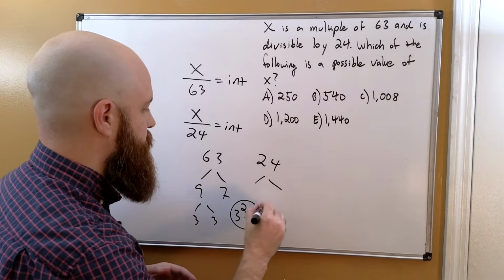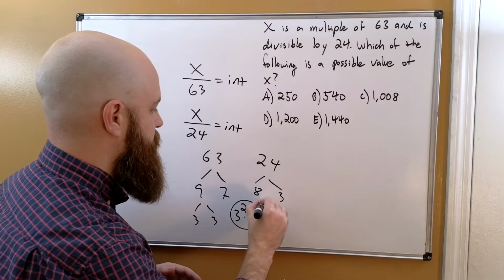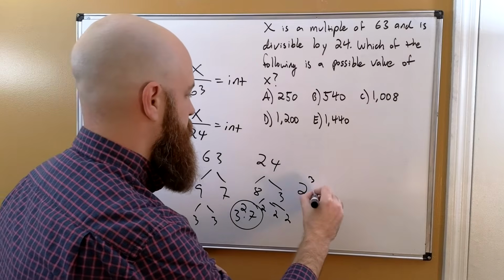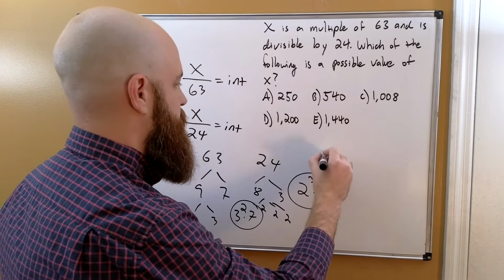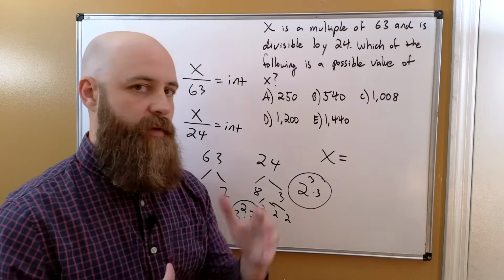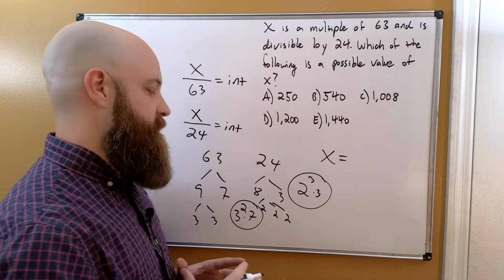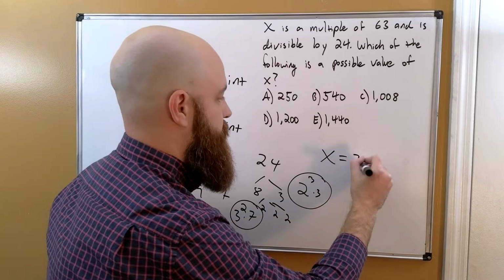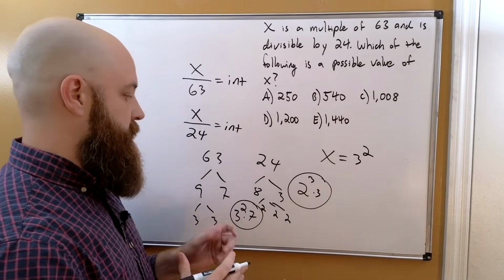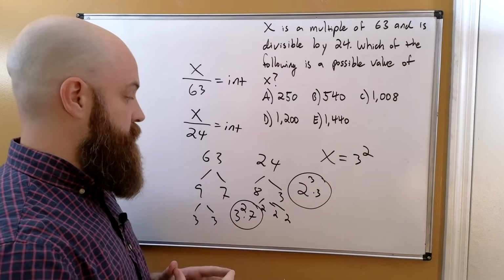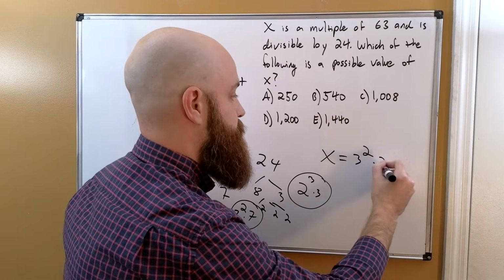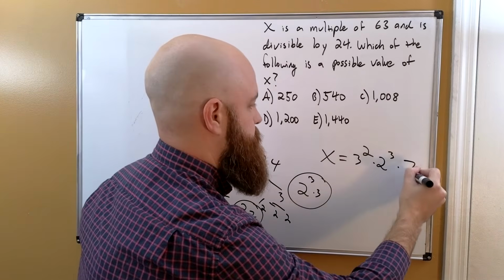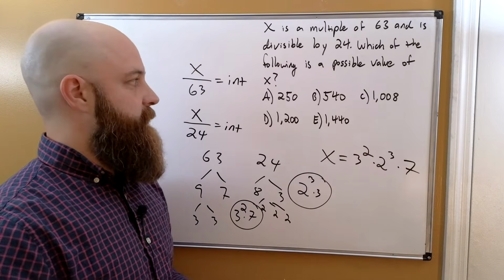Okay, so 63 is 3 squared times 7. And let's see, I get 2 cubed times 3 for 24. Okay, so like we did last time, we're going to go through each of the factors and pick the larger exponent version. So between 3 squared and 3, I want to pick 3 squared. Between, say, 2 cubed and no 2, I want to pick 2 cubed. And between 7 and no 7, I want to pick 7. So there's my least common multiple.